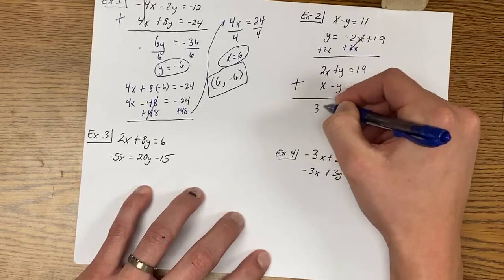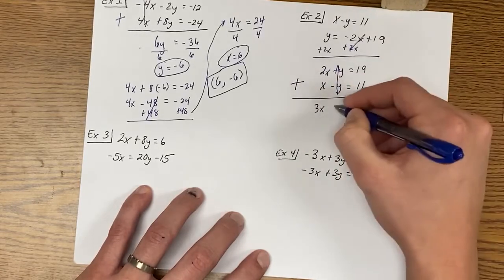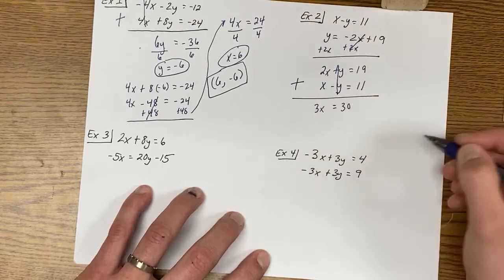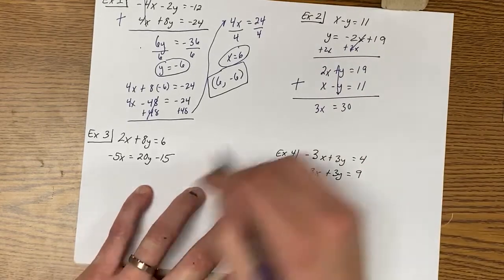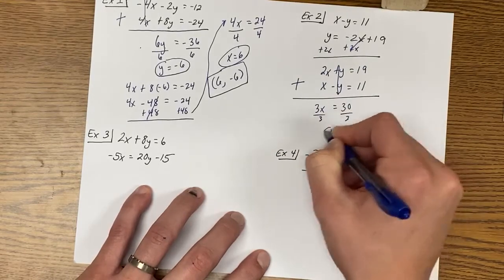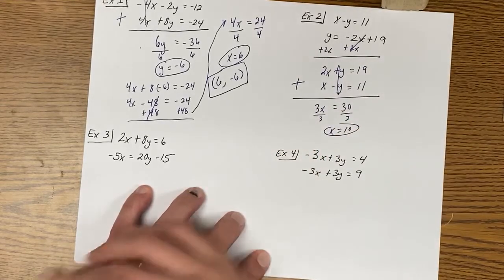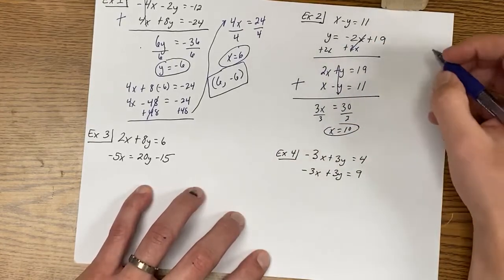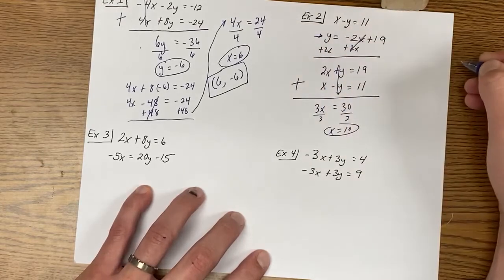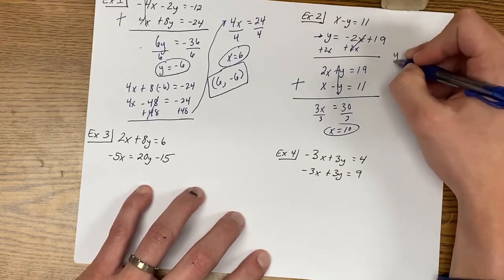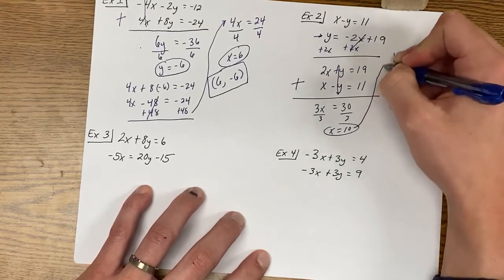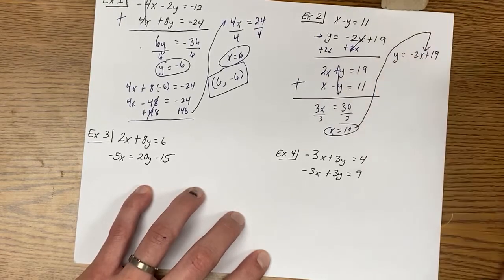2x plus x is 3x, the y's cancel, equals 19 plus 11 gives me 30. So I have 3x equals 30. Divide both sides by 3, and I get x equals 10. So now I can take that and plug it into either one of my equations. I'm going to do the second equation because it's already set up to tell me what y is equal to. So I'd say y equals negative 2x plus 19, and I'm going to take this 10 and plug it in right there for x.